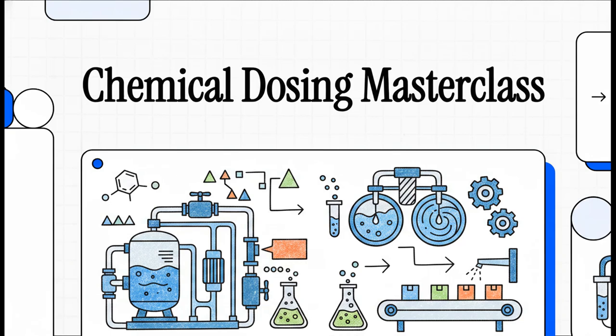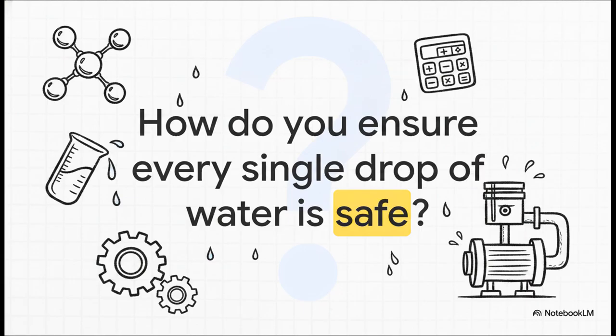Welcome to This Explainer. If you're working in water treatment, food processing, or honestly any facility where getting liquid chemical application exactly right is absolutely critical, you are in the right place. Today, we're diving deep into the exact formulas, the machinery, and the everyday procedures you need to completely master chemical dosing. So let's jump right in and ask the ultimate high-stakes question that every single water treatment operator faces every single day. How do you ensure every single drop of water is actually safe? Well, the answer lies entirely in the precise math and the raw mechanics of your chemical dosing pumps.